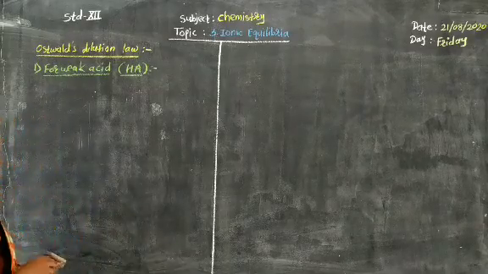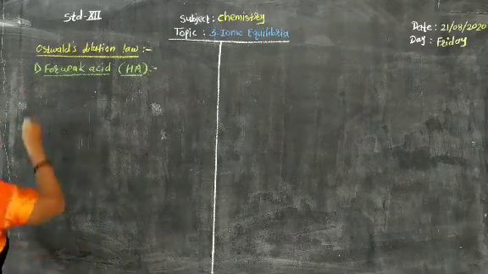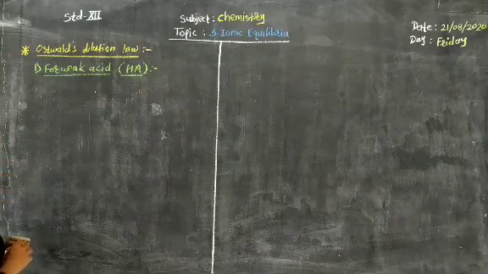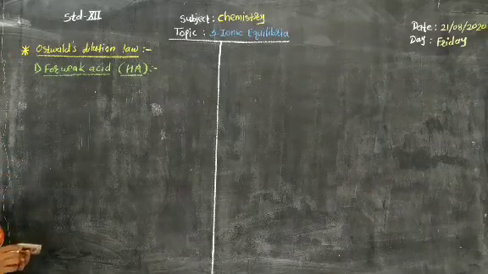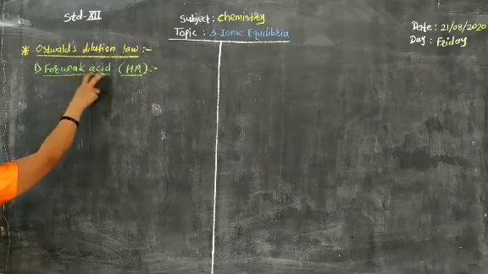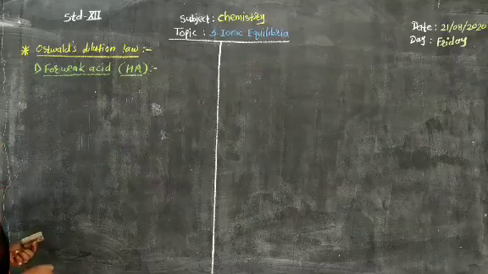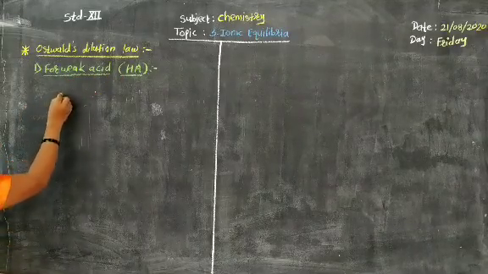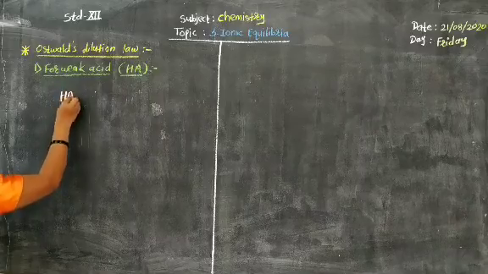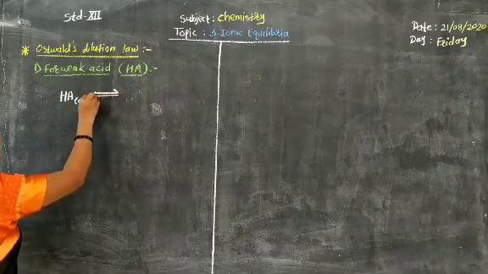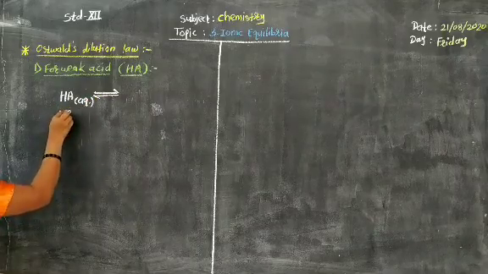Today we are going to start Ostwald's dilution law. Before studying the statement of Ostwald's dilution law, let us study weak acid dissociation. Weak acid is given by the term HA. We all know HA in the aqueous medium gets dissociated at equilibrium as it is a weak acid.